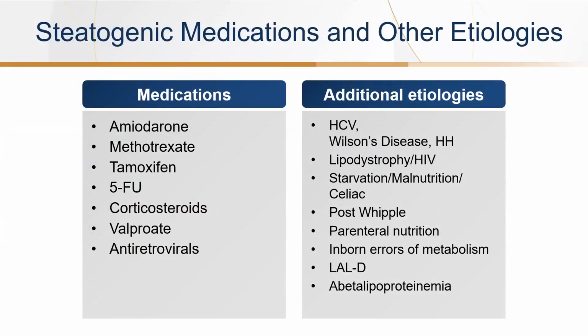So we do know that there are medications and other disease states that can cause elevation in your transaminases as well as fatty liver. Medications such as amiodarone, methotrexate, certain cancer therapies, steroids, antiretrovirals can all lead to development of steatosis in the liver. Hep C, Wilson's disease, hemochromatosis, malnutrition, celiac disease, post-Whipple, post-gastric bypass. A lot of these people can develop steatosis and also fibrosis.